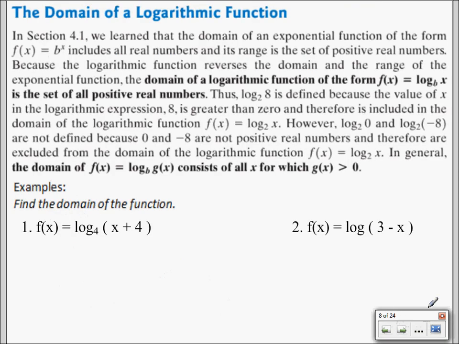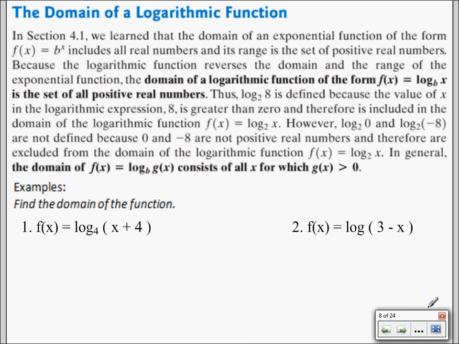And finally, for this video, we're going to talk about the domain of a logarithmic function. In part 2 of the video, we will discuss the properties of logs, and we'll do some natural log examples, and that will be about it. But to conclude this portion of the video, the domain of a logarithmic function.